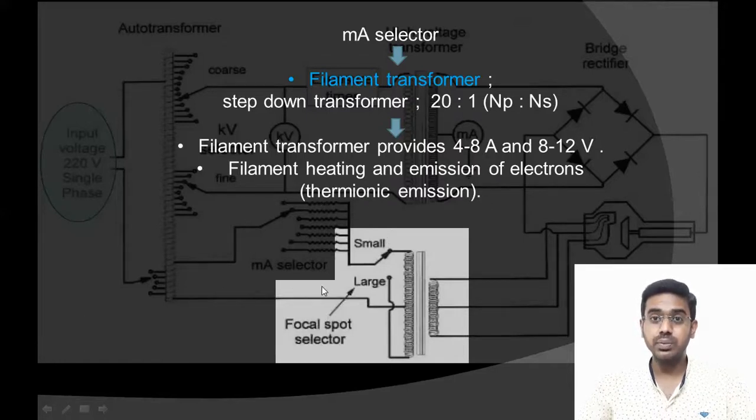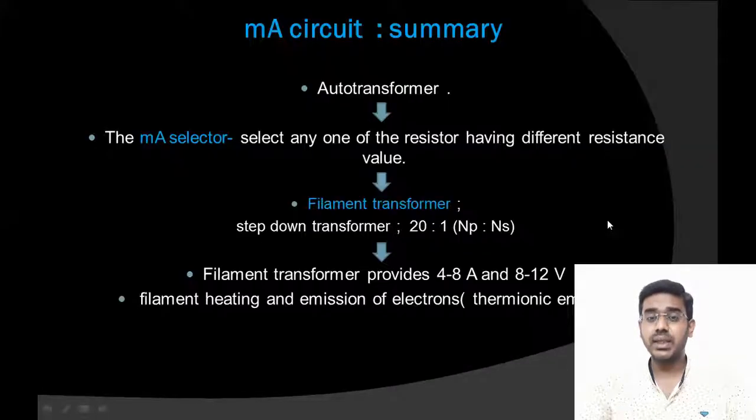Here I forgot to mention one thing, that is the focal spot selector. Either a small or large focal spot can be selected, by which we can decide which filament is to be energized. This is the summary of the MA circuit. Pause the video and go through it.